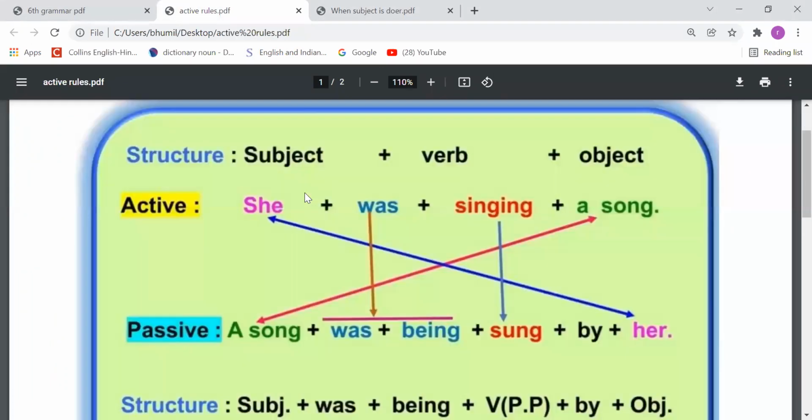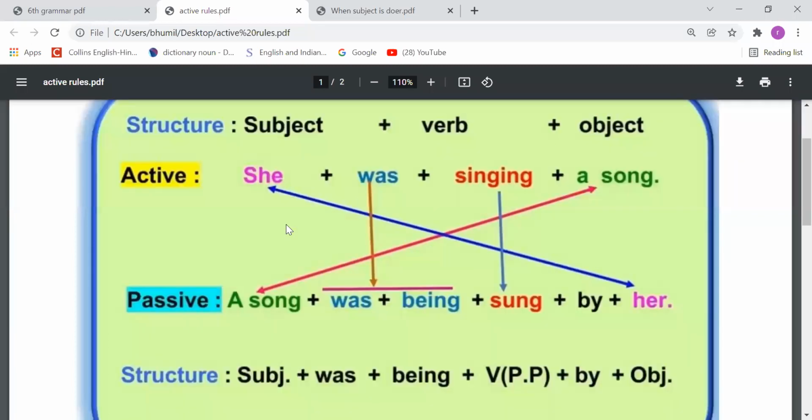Dear students, we have understood that whenever we change sentences from active to passive, the active sentence's subject will become the object of the passive sentence, and the object of the active sentence will become the subject of the passive sentence, right? Tense we should not change, as you can see here, it is the same.